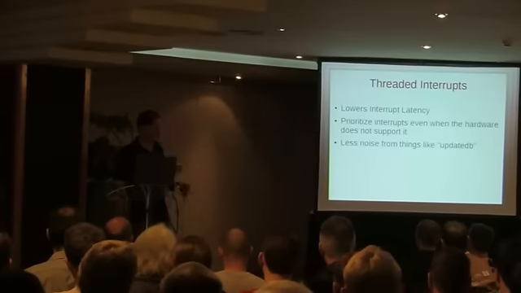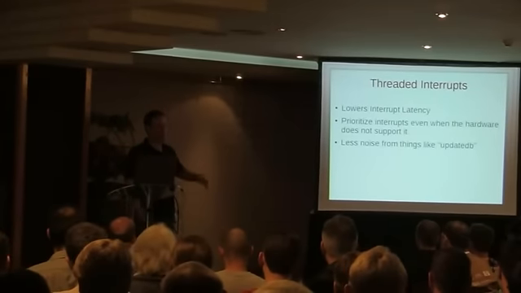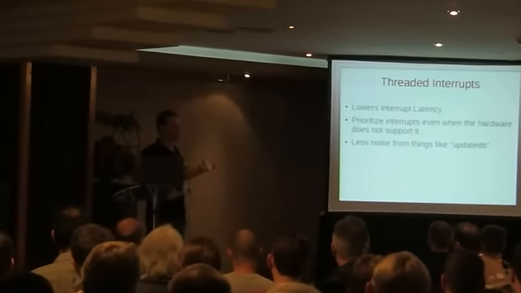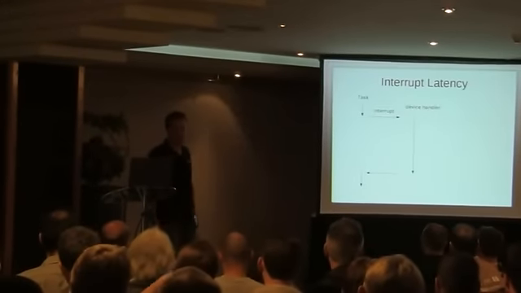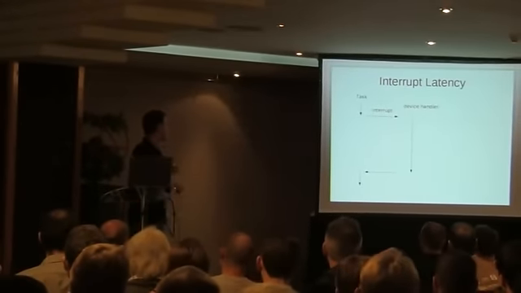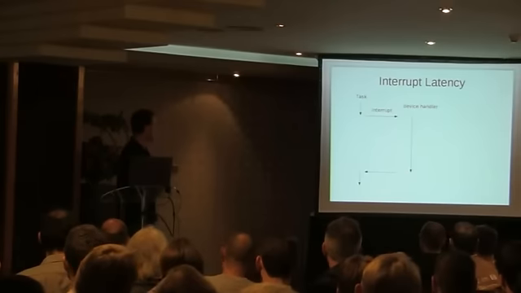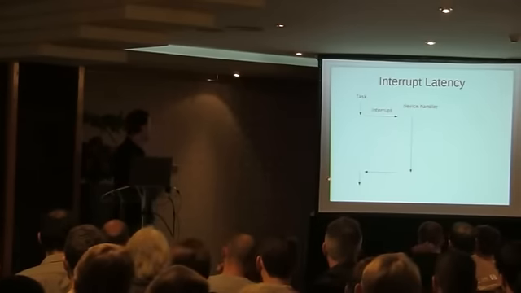So, making it threads: you ever have updatedb go off and your system just slows down to a halt? Well, with this, it doesn't happen. Normally, you have a task, an interrupt goes off, runs the device handler, and this whole time you can't schedule out. You basically have to wait until this is done.